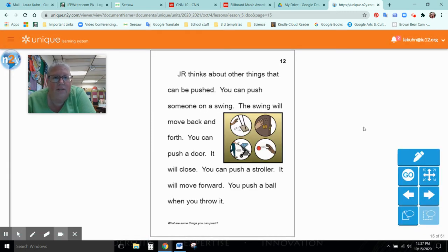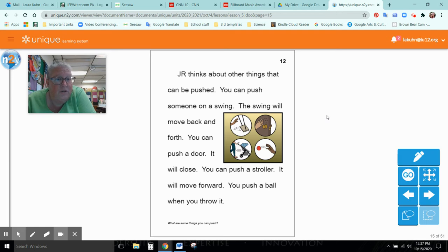JR thinks about other things that can be pushed. You can push someone on a swing. The swing will move back and forth. You can push a door. It will close. You can push a stroller. It will move forward. And you push a ball when you throw it.